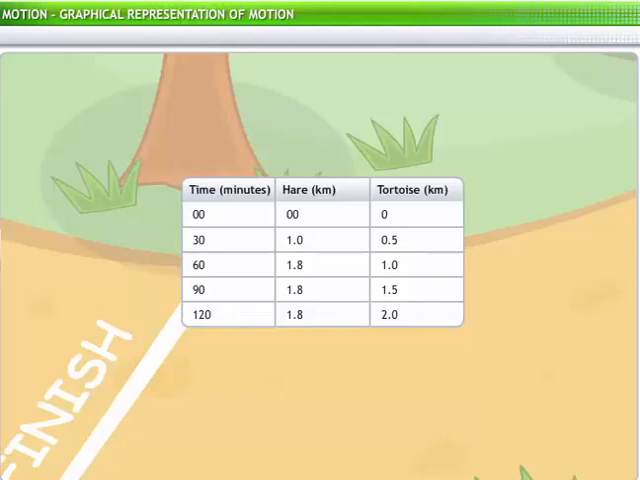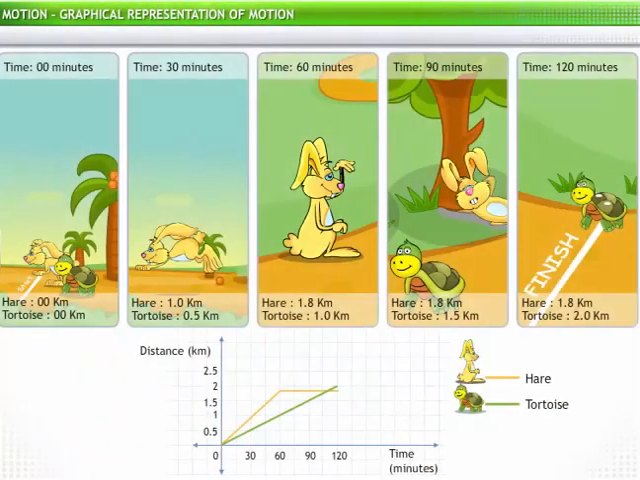The table provided shows the data on their progress during the race. Similarly, the graph represents the same data. Can you see how the hare was making progress? But the hare lagged behind in the end because he stopped at 1.8 kilometers. The tortoise, on the other hand, walked without stopping and made steady progress. Isn't it easy to make out who won the race and how?